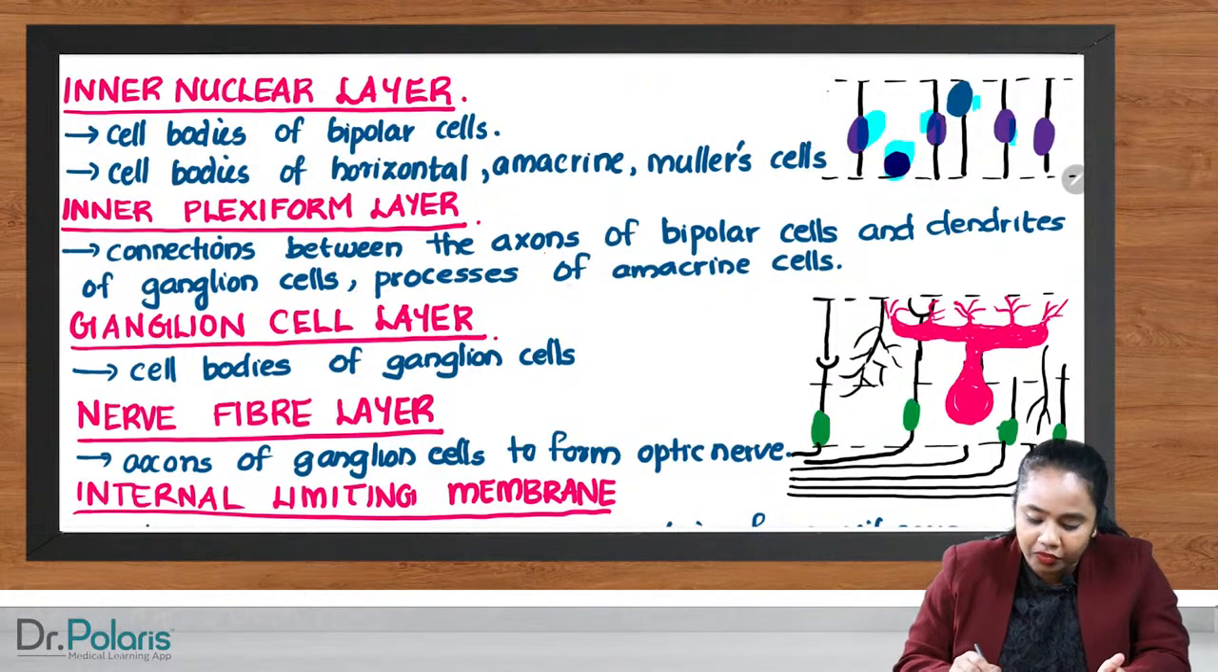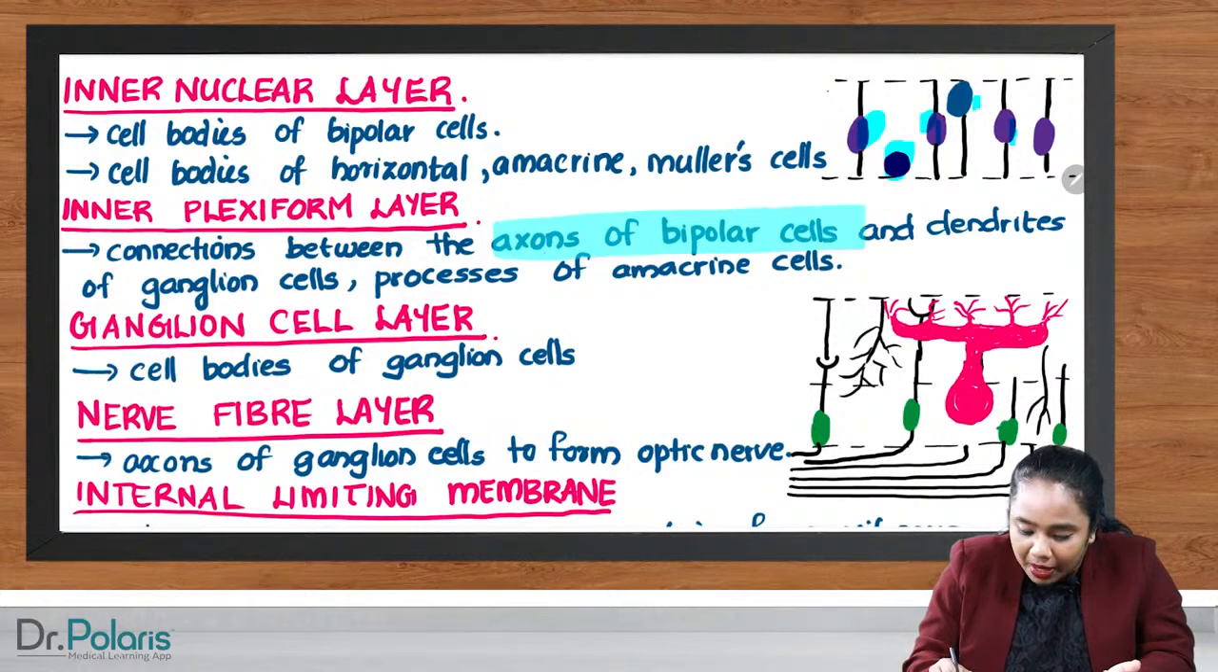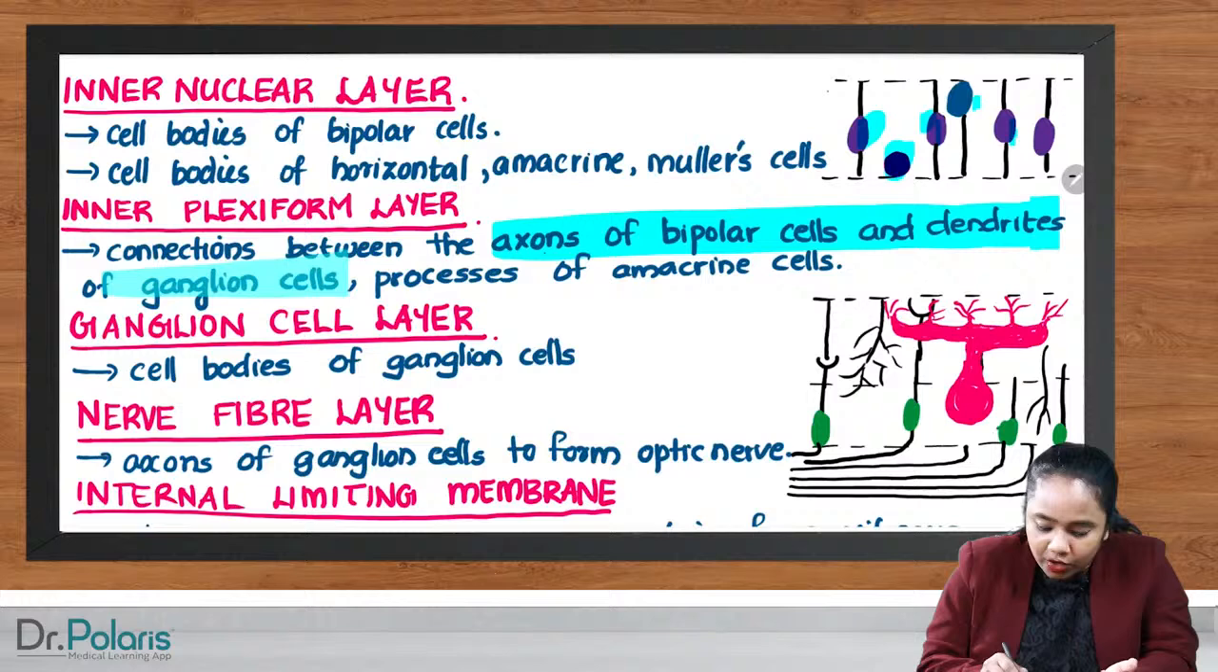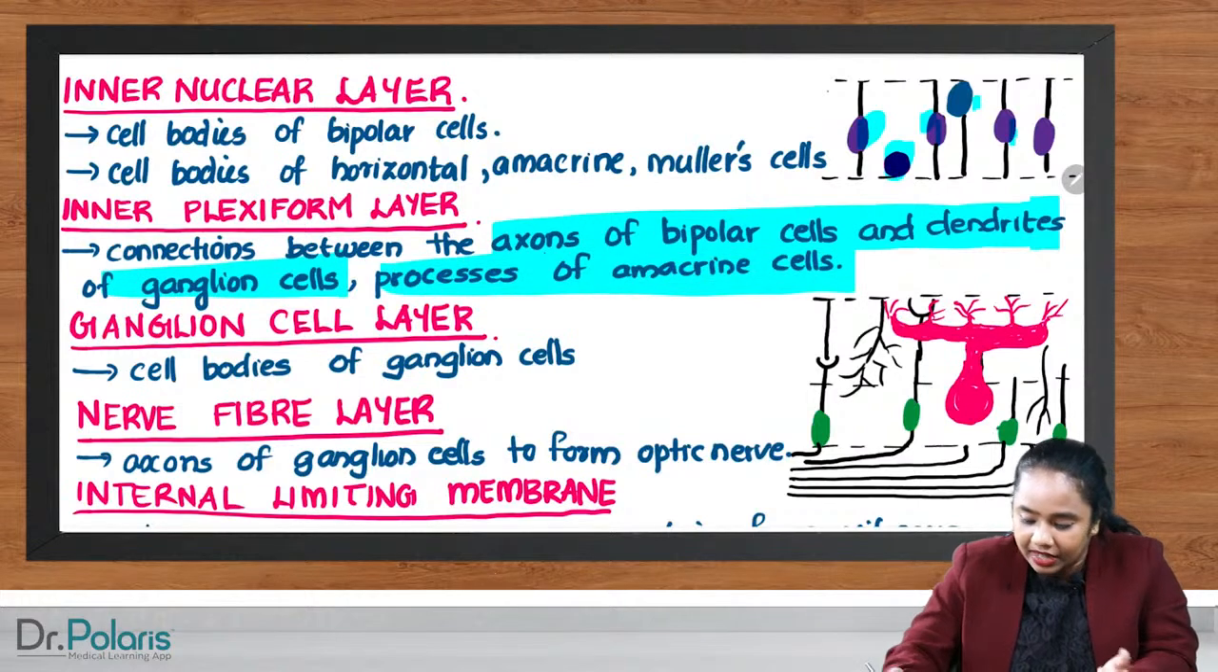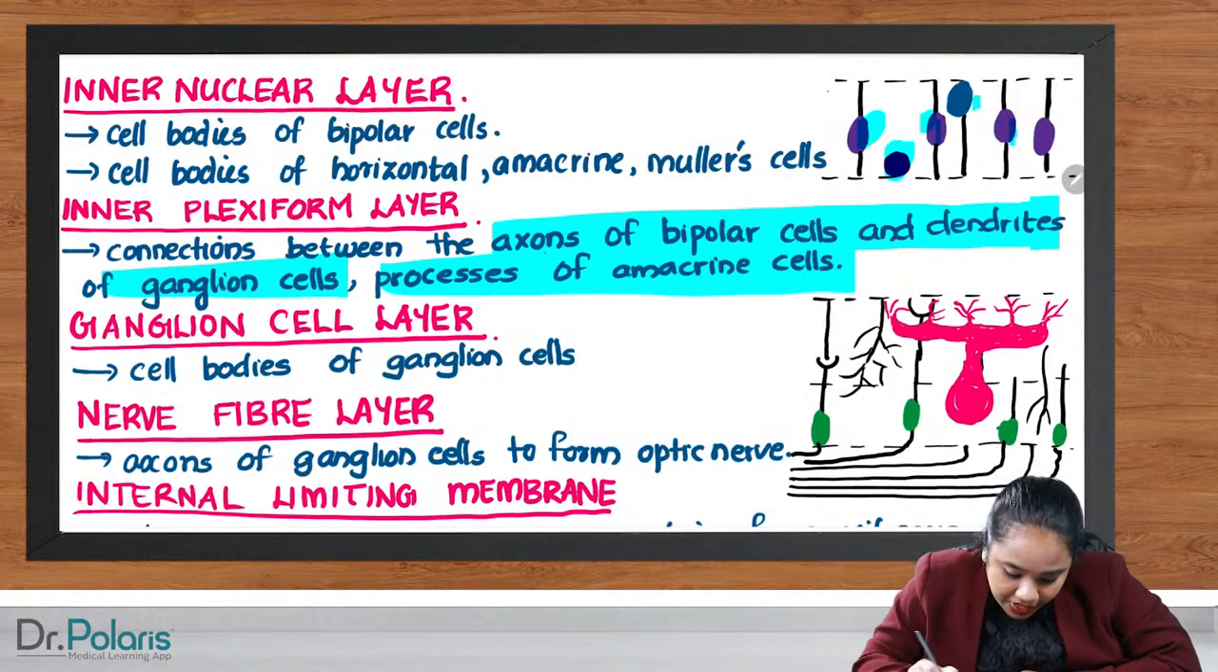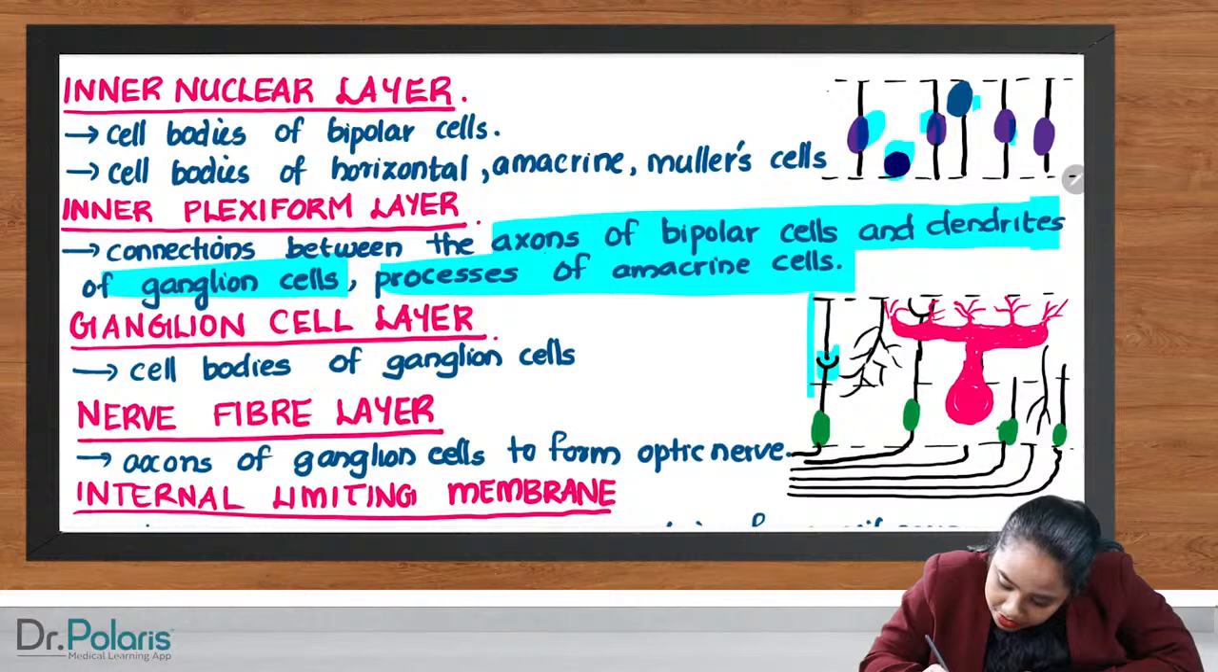These axons will be connected with the processes, with the axons of the other cells, that is, connections between the axons of bipolar cells and dendrites of ganglion cells, processes of amacrine cells. So here you can see in the inner plexiform layer there are interconnections. They are connected to the axons of bipolar cells, dendrites, ganglion cells; different connections will be there in the inner plexiform layer.